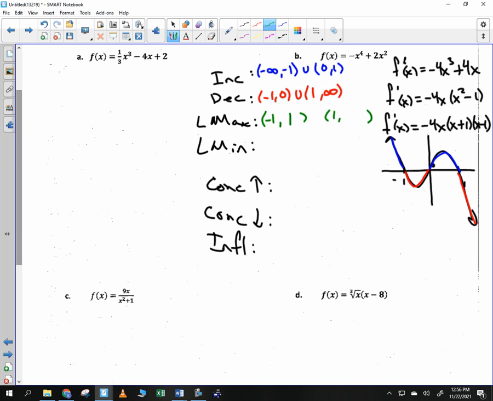And if I were to plug in 1, does everybody see I'll come up with the same result? The local minimum occurs when f prime changes from negative to positive. When does that happen? At 0. Changes from negative to positive. So if I plug that back in the original, what value do I get? 0.